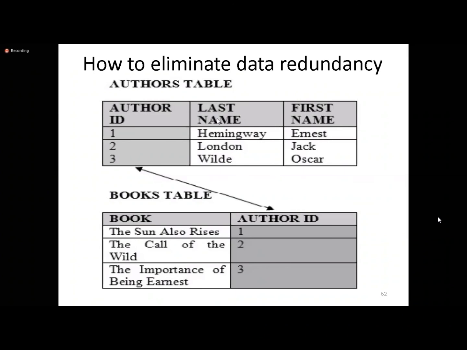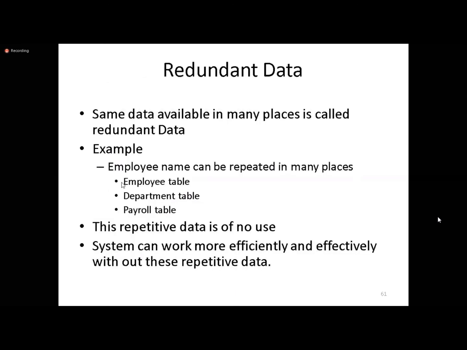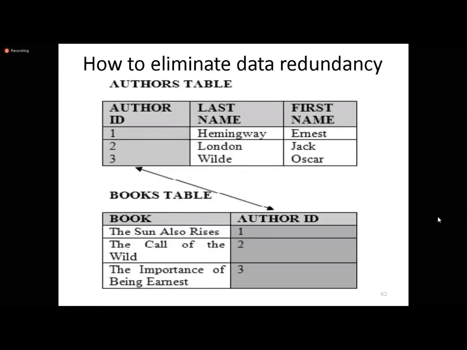Therefore, we maintain the author's details only within the author's table. If not, we may need to make data redundant in all the tables, as in the example here: employee table, department table, payroll table. If you are to replicate, then we have to replicate in all the places. Then we can make a join out of these two tables and try to display all the books written by a particular author.